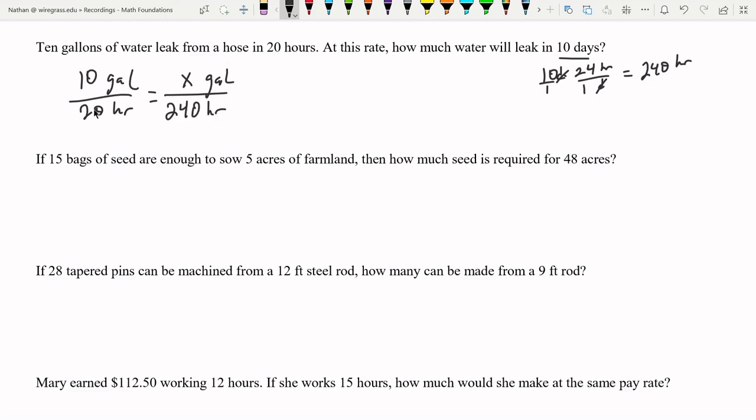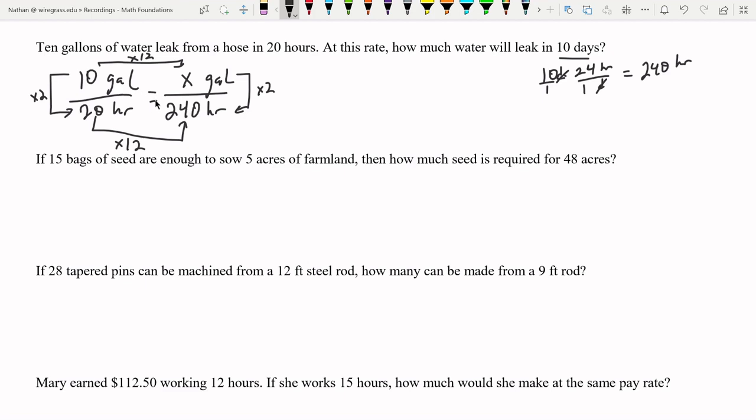And here I can already see the solution. We have 10 times 2 is 20, so we have to do x times 2 is 240. In other words, 120. 120 times 2 is 240. You can also see this by doing it this way: 20 times what is 240? That would be 20 times 12. 10 times 12 is once again 120.